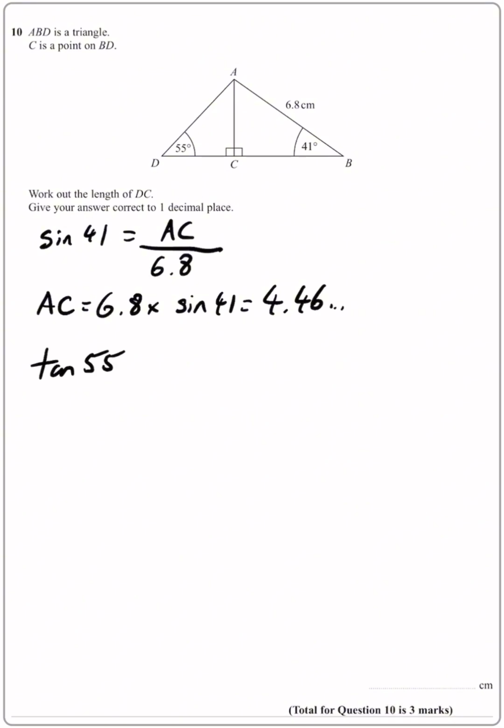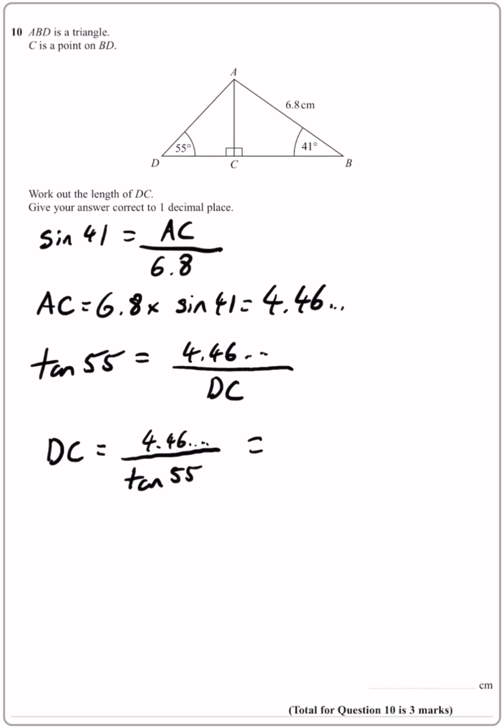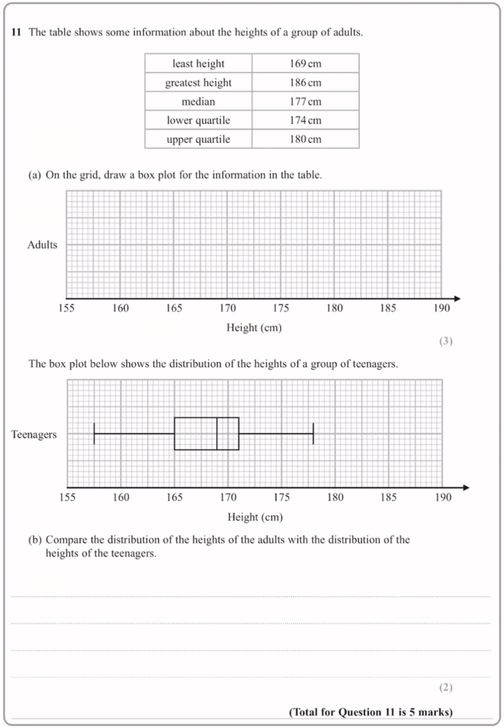Then trig with the left-hand triangle, tan of 55 will be the opposite over the adjacent. That's going to be this AC we've just calculated divided by DC. Multiply both sides by DC, divide both sides by tan 55. You can do that in one go if you like. We can calculate DC by doing 4.46 divided by tan 55. Try and use the answer button on your calculator to avoid rounding partway through a question. And if you've done that correctly, you will get 3.1 to the nearest 1 dp.